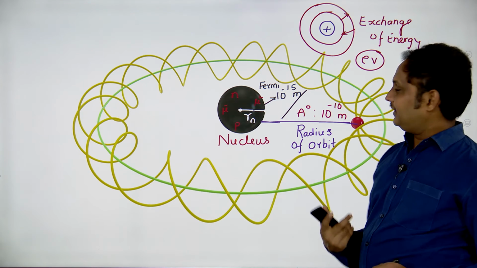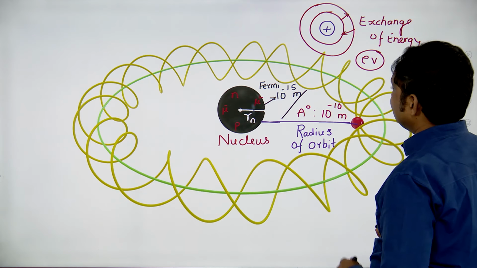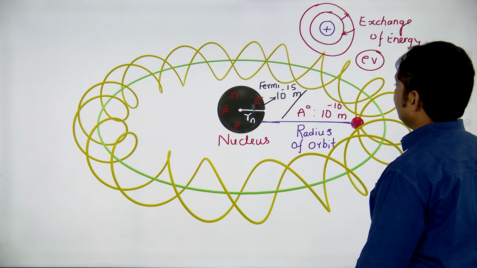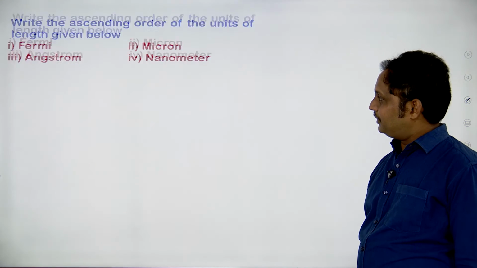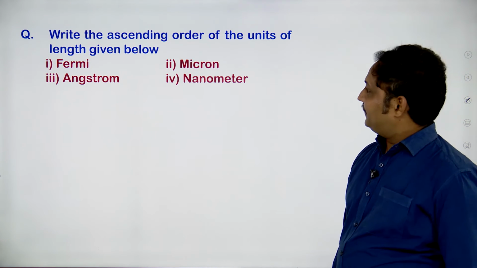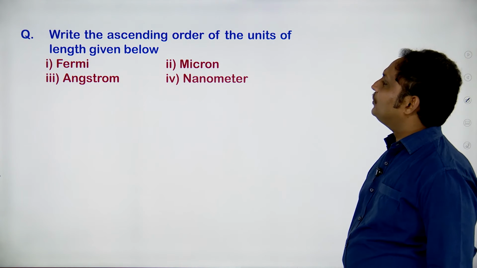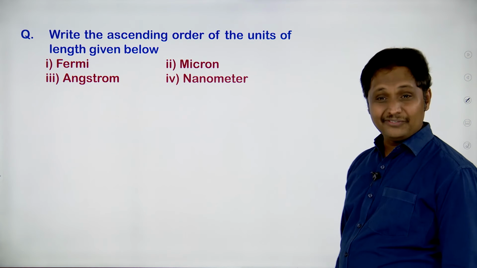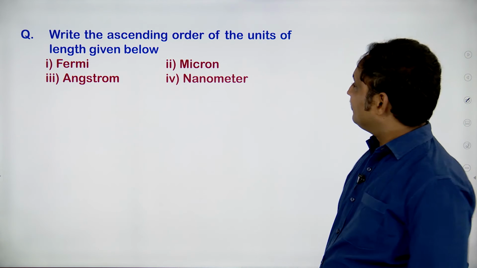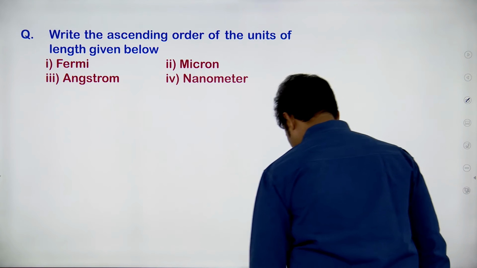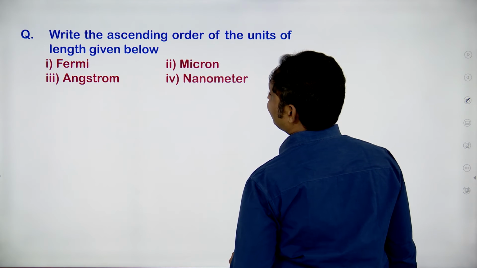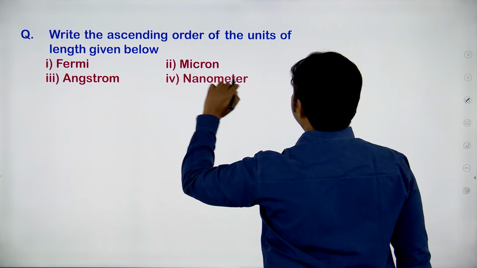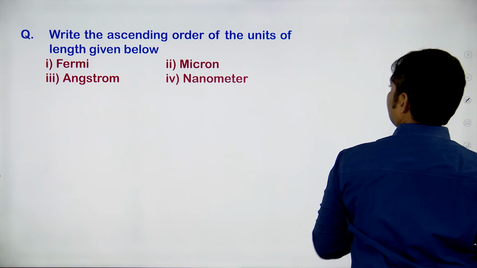It's very clear. By this one, we would like to go for that. We can solve the problems, right? Let's have a look into that matter. Write the ascending order of the units of length given below. All right, we would like to go for that. It's very easy for you. You can solve that ascending order. Okay, let's have a look.